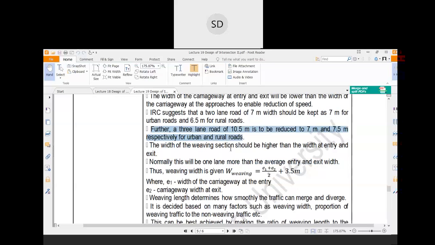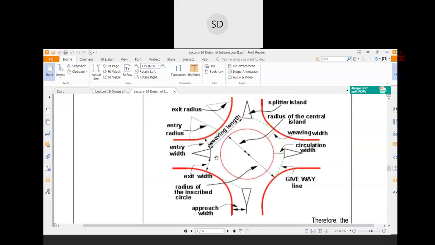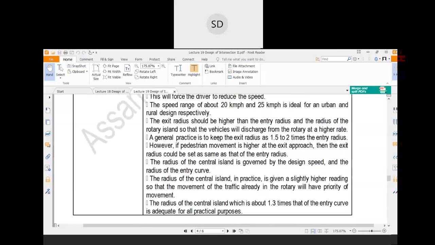Now, the width of the weaving section should be higher than the width of the entry and exit. Weaving section means this is the weaving section, the width of the weaving section. Okay, this is the width of the weaving section. So if the width is more, it can accommodate more traffic over there.